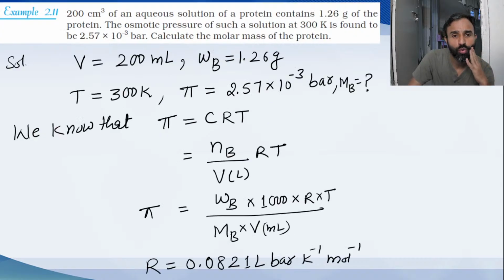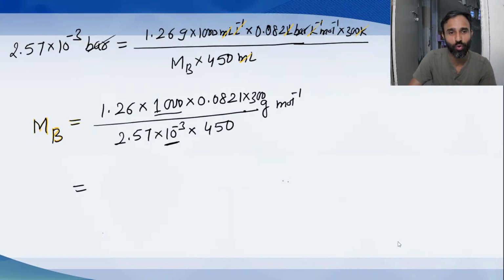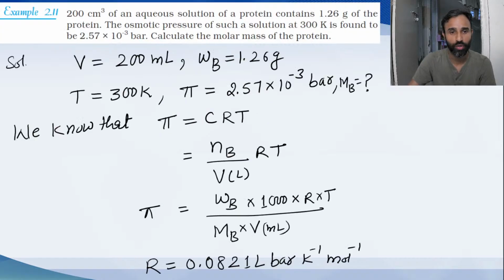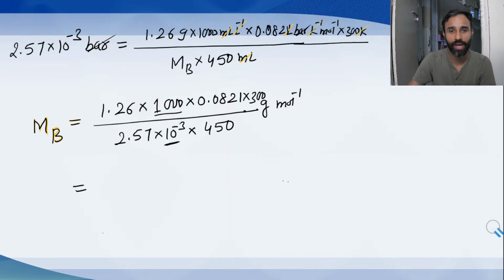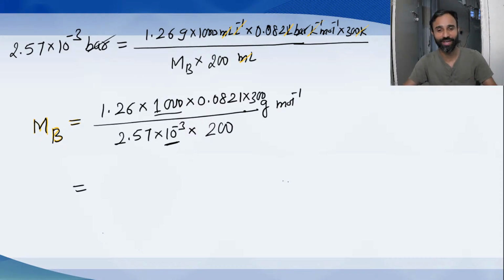See, we have, oh my god, the volume is not 450, it is 200. I'm sorry, the volume was 200 ml. Here I read this as 450. Okay, it is 200. So let me calculate again.